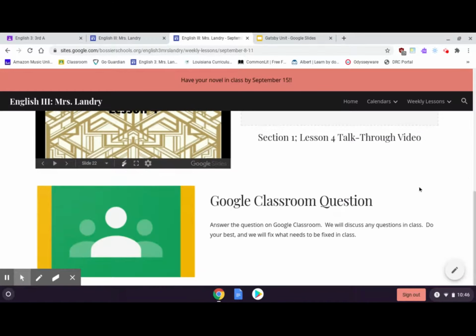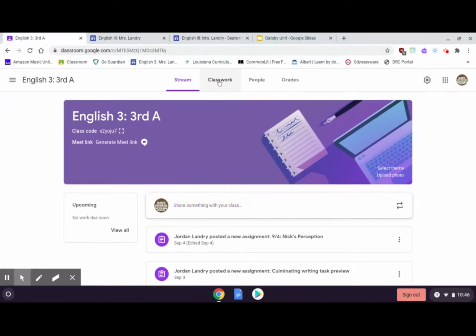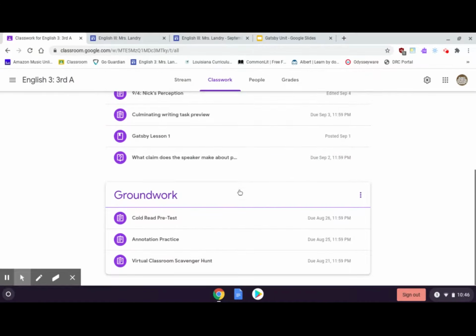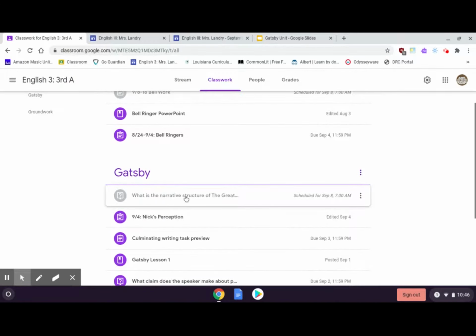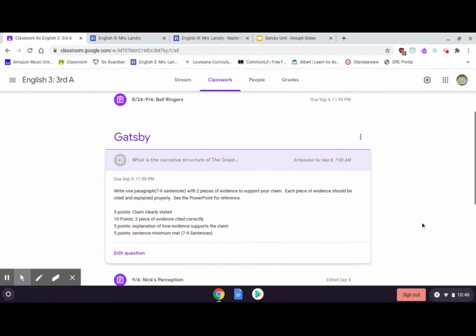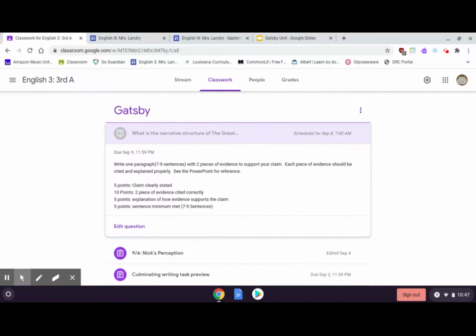And then there's going to be the assignment on Google Classroom. So if you jump over to Google Classroom, you are going to see the question, the first thing that pops up in the Gatsby section. Now, this one's worth 30 points, 7 to 9 sentences, 2 pieces of evidence. 5 points if the claim is clearly stated, that's your first sentence. Please use the sentence frame if you're not sure.